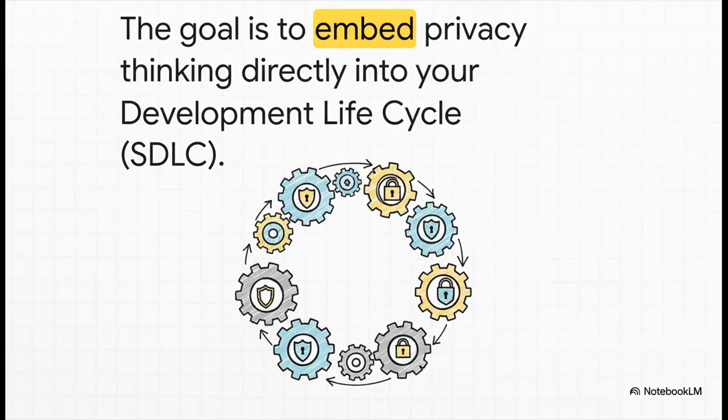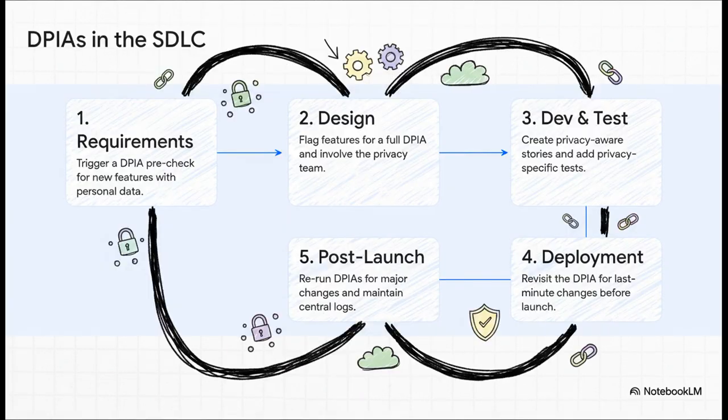And that's the secret sauce. The goal isn't to create some brand new, heavy process that slows everyone down. Nope. The real win is weaving this thinking directly into the workflow your teams are already using every single day, the Software Development Lifecycle, or SDLC. So, how do we actually pull this off? Well, we can map these privacy checks to each key stage of development. Let's just walk through what this actually looks like in practice, starting right at the very beginning.